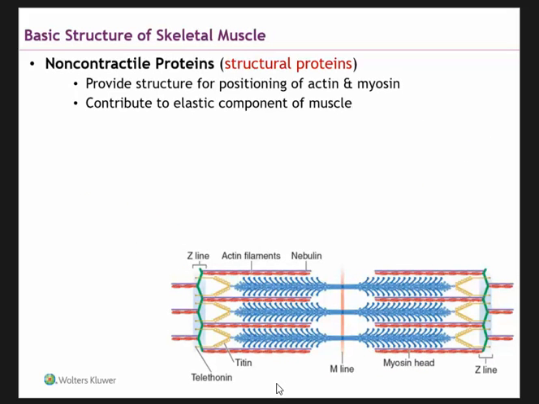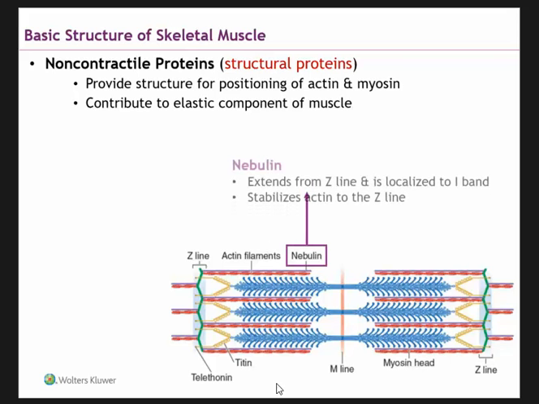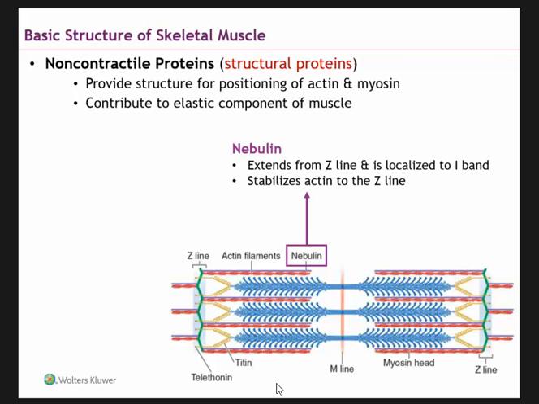Let's continue with some more proteins. We have other non-contractile proteins called structural proteins. They provide structure, support, and positioning of actin and myosin. They also contribute to the elastic components of muscle. Let's first start with nebulin.